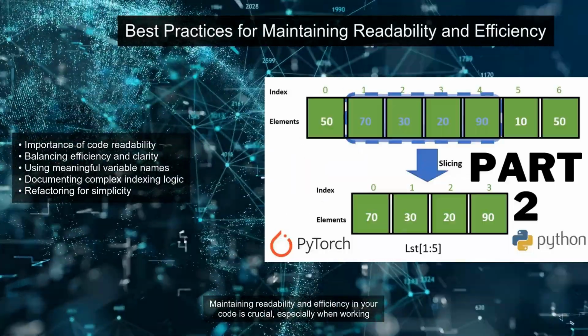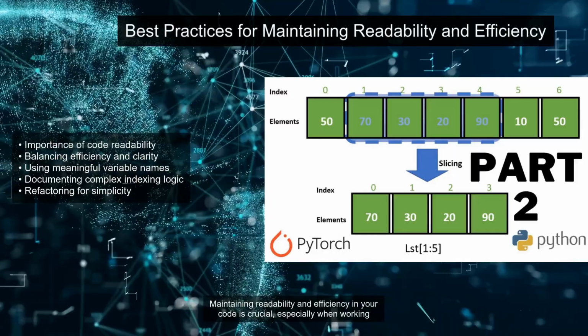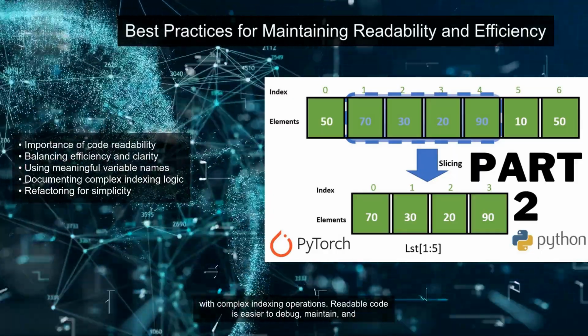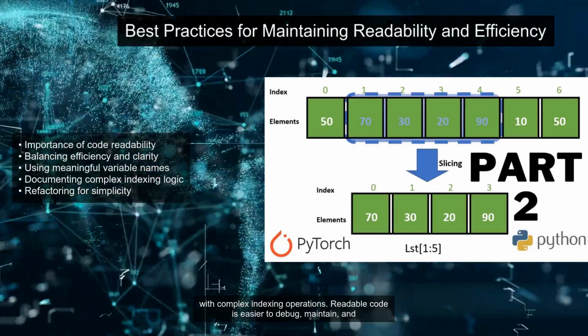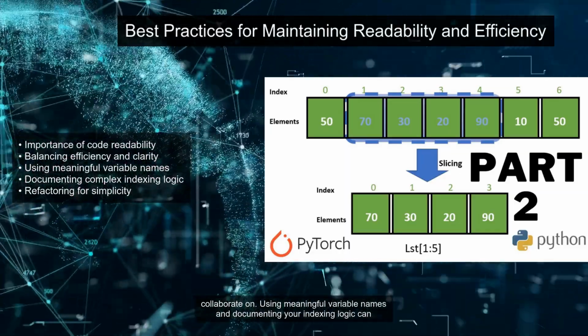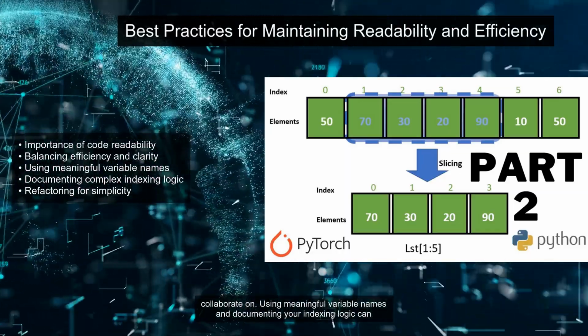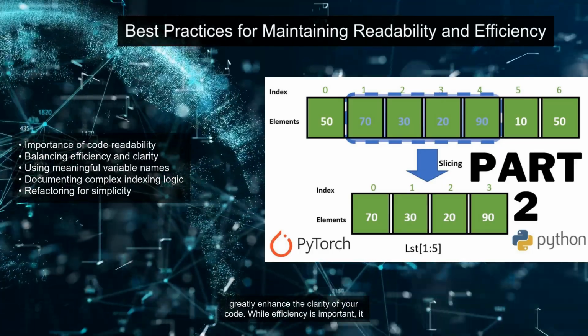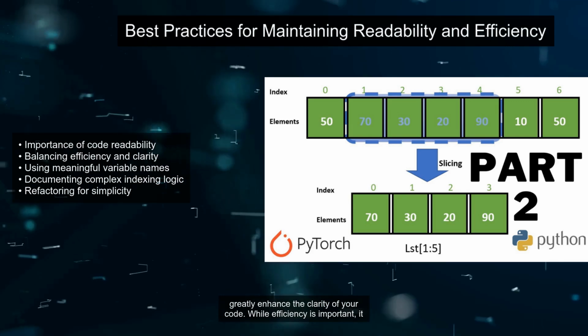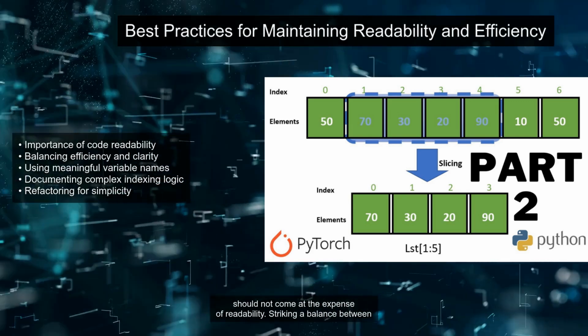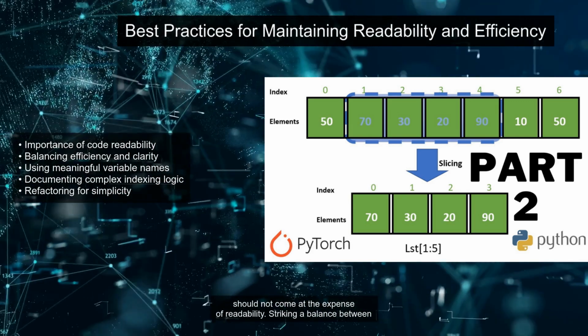Maintaining readability and efficiency in your code is crucial, especially when working with complex indexing operations. Readable code is easier to debug, maintain, and collaborate on. Using meaningful variable names and documenting your indexing logic can greatly enhance the clarity of your code. While efficiency is important, it should not come at the expense of readability.